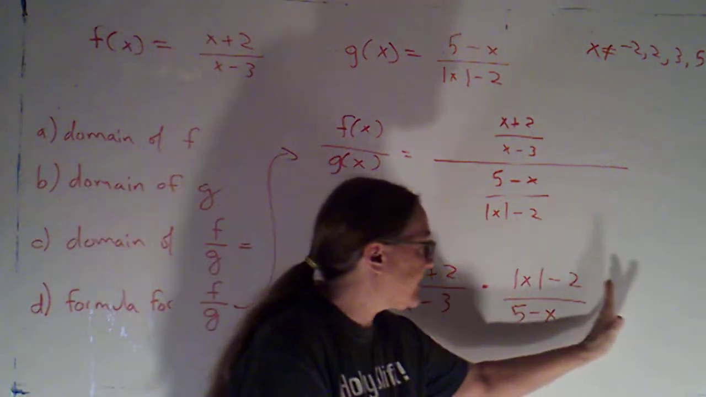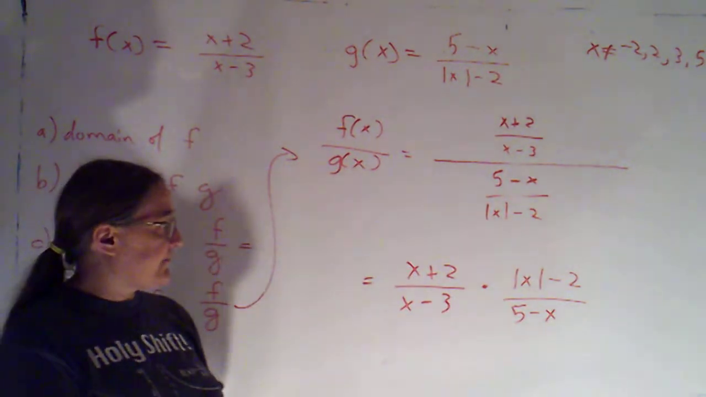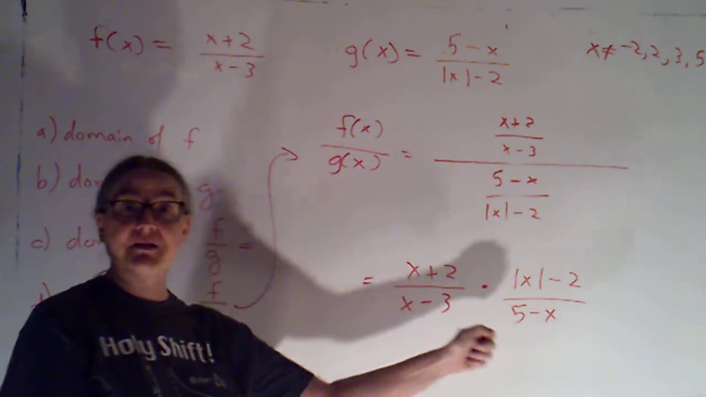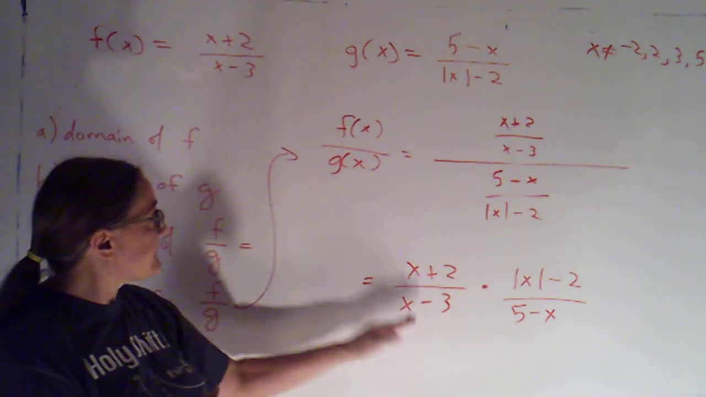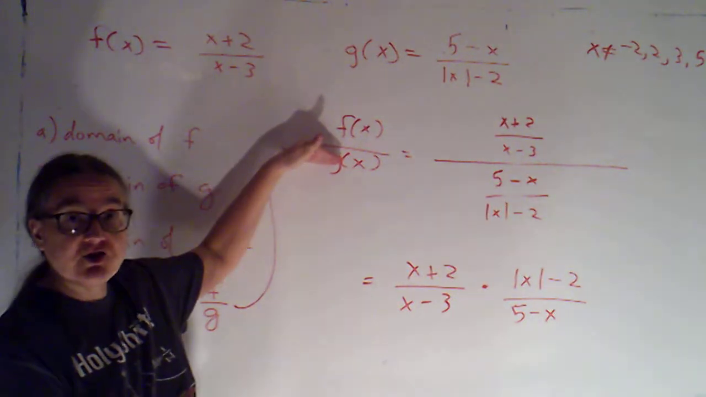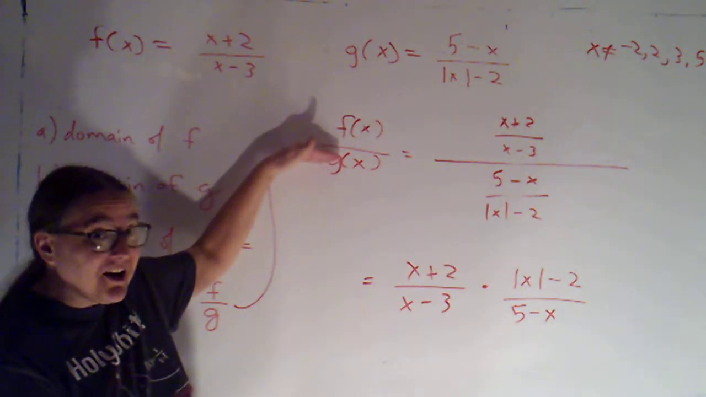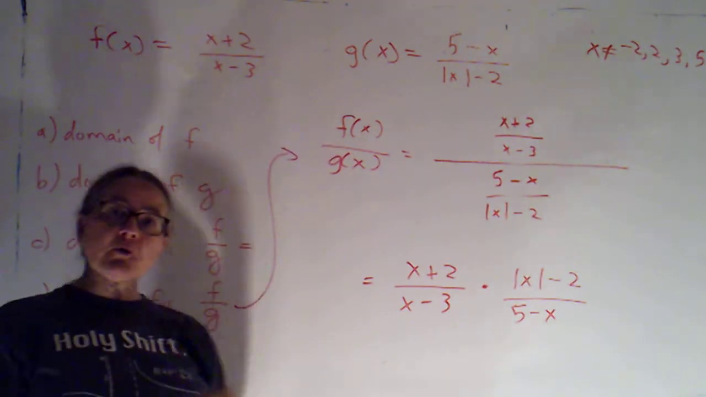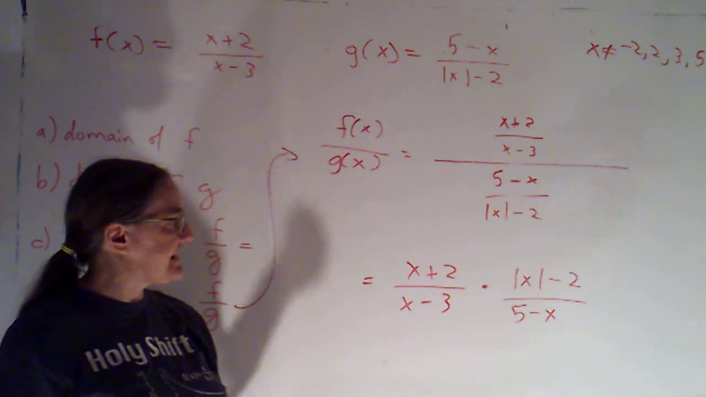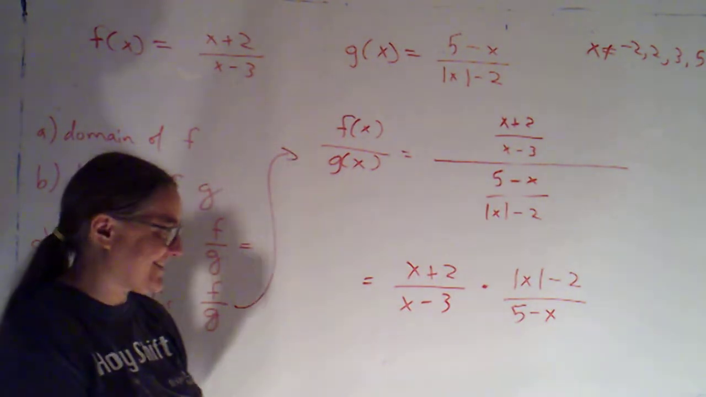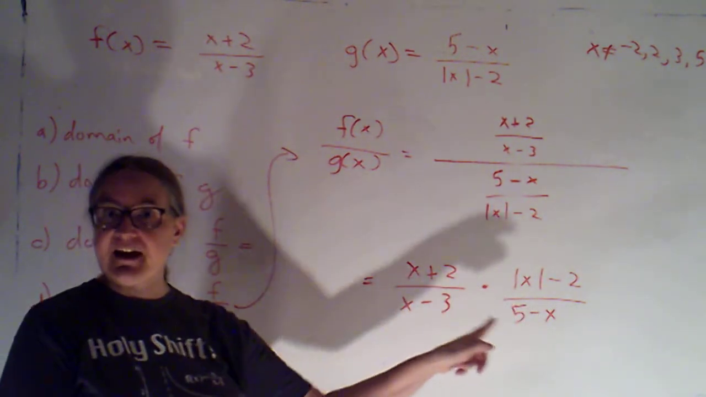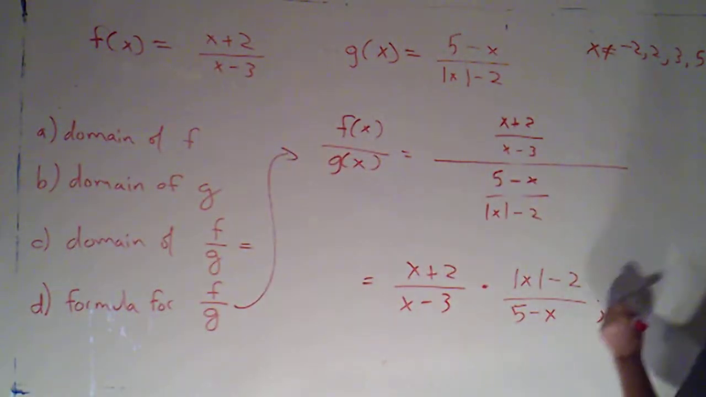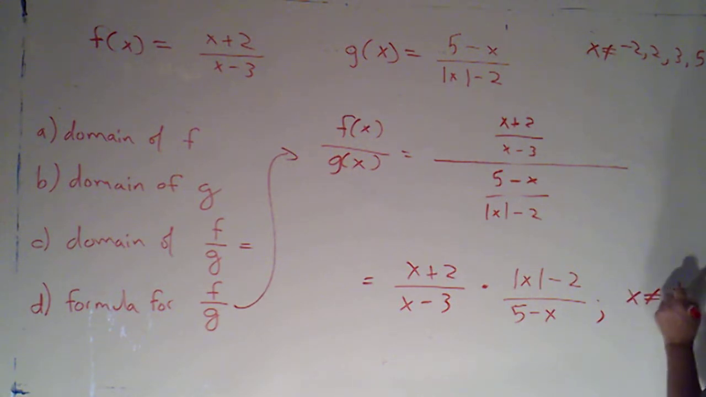If I stop here, I'm saying the domain is everything except 3 and 5, because those are the only things that I can't plug in here. But if I built this function by taking f and dividing by g, I need g to be defined, so x can't be plus or minus 2. So that's a restriction that I have on x that is not obvious from the form of the function that I have. When that's the case, it's necessary to write that restriction.